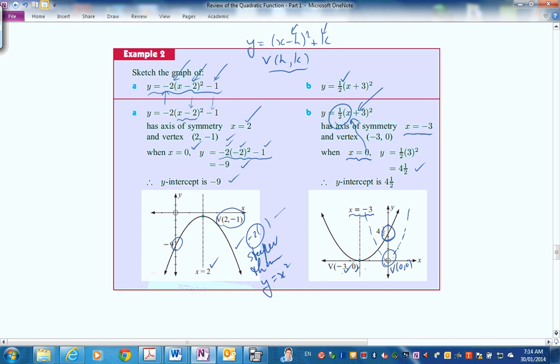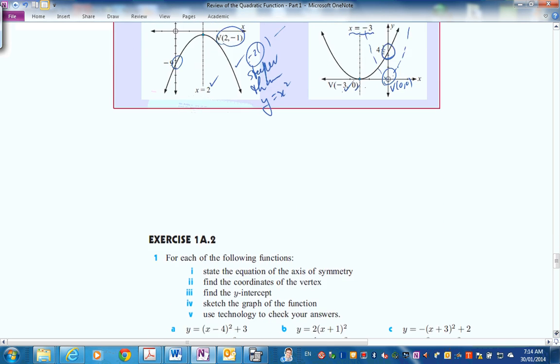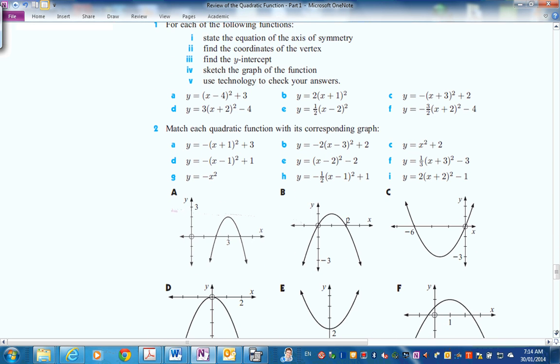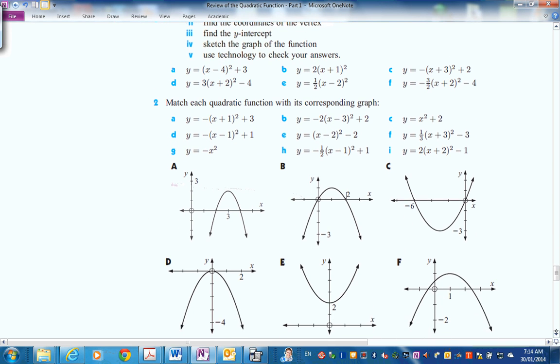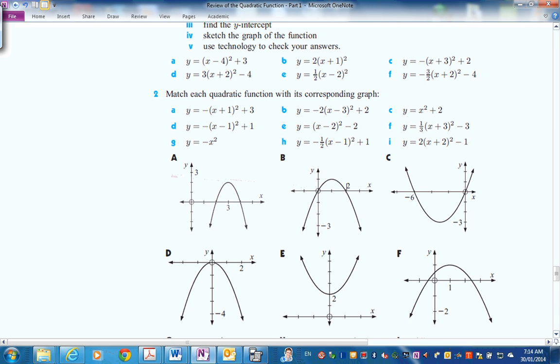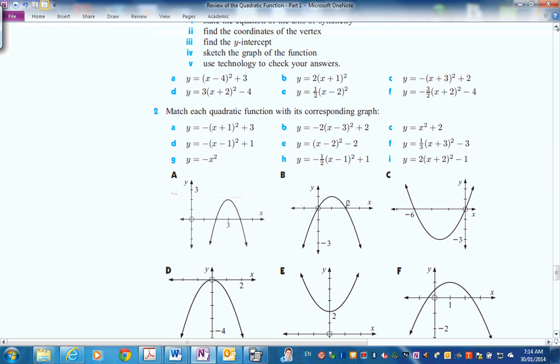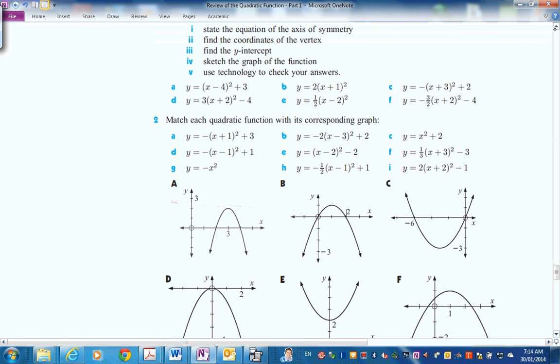Right, time for you to have a go. So come down and I want you to do the same thing with these functions. Let's see if we can get them all on there. Okay, we're not quite, we have missed the question now. Right, so state the equation of the axis of symmetry for each of these, the coordinates of the vertex, the y-intercept, sketch the graph, and use technology to have a look.